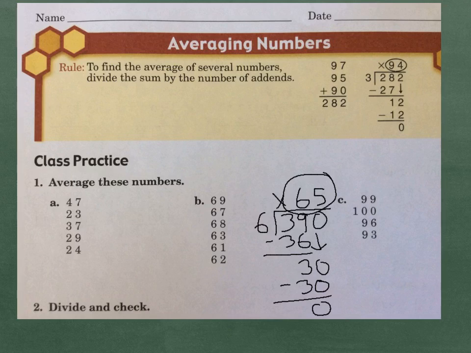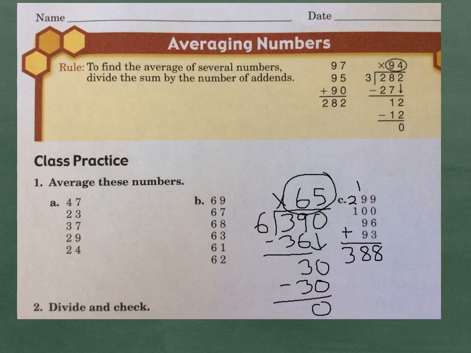Okay, C. Got to add up our numbers. 9 plus 0 is 9, plus 6 is 15, plus 3 is 18. Nine plus 1 is 10, plus 9 more is 19, plus 9 more is 28. And 2 plus 1 is 3.